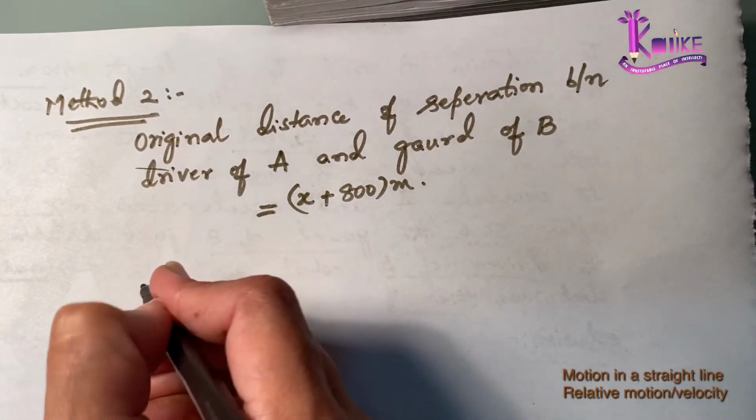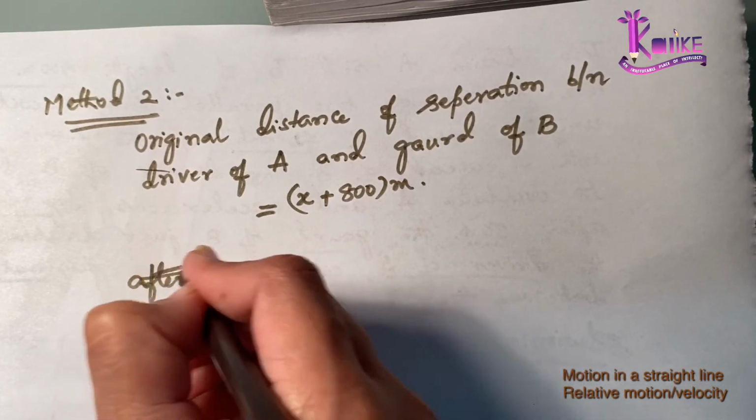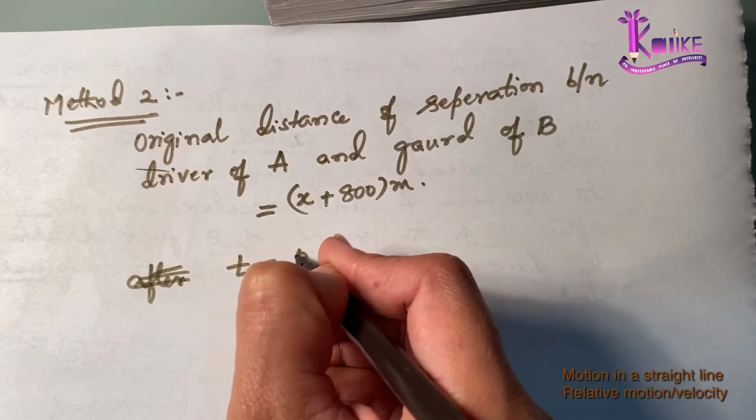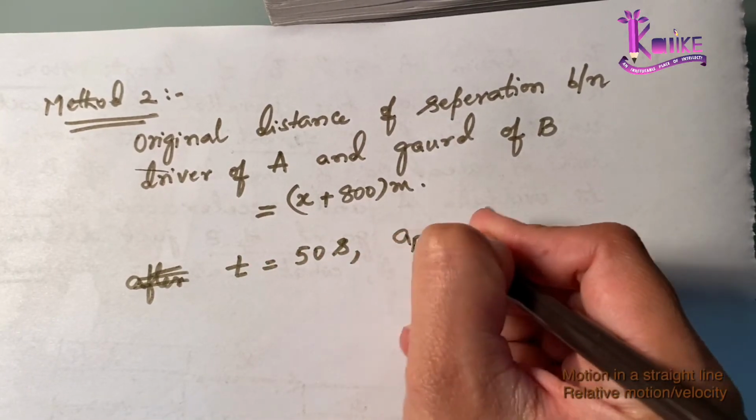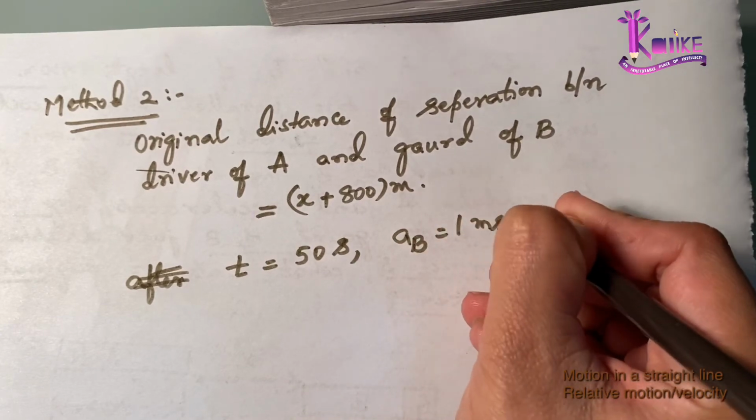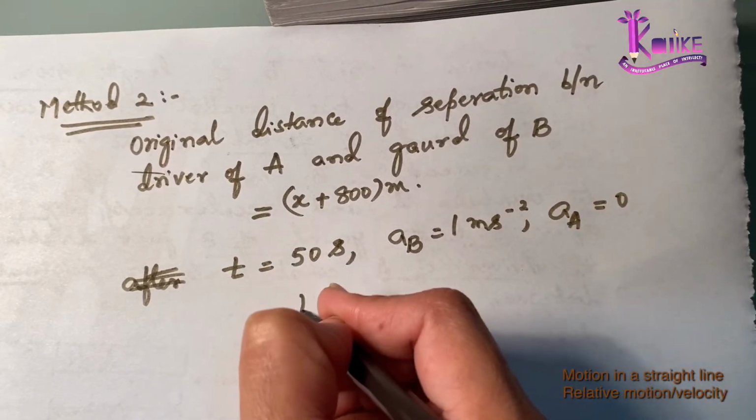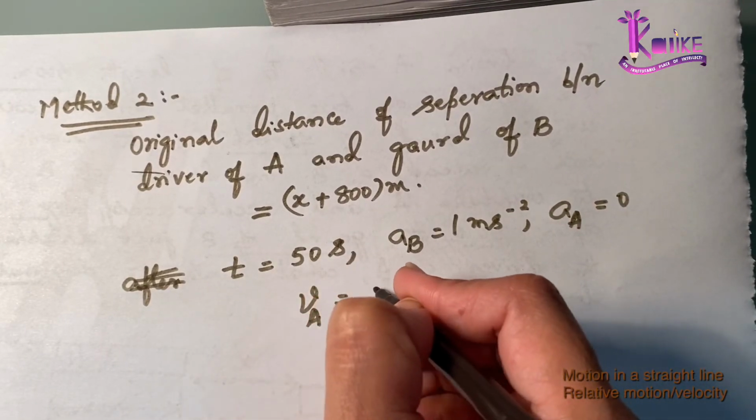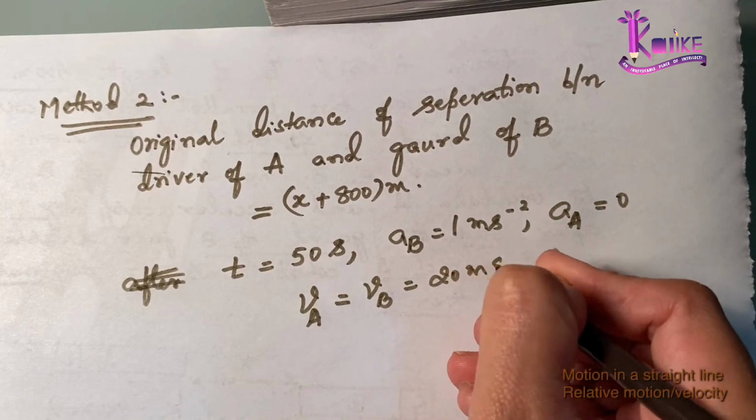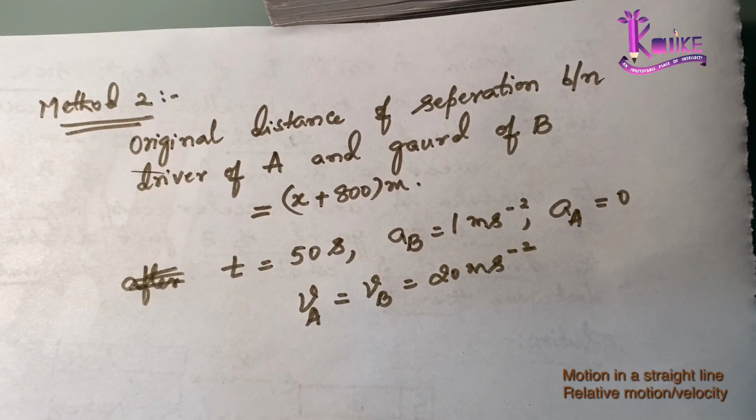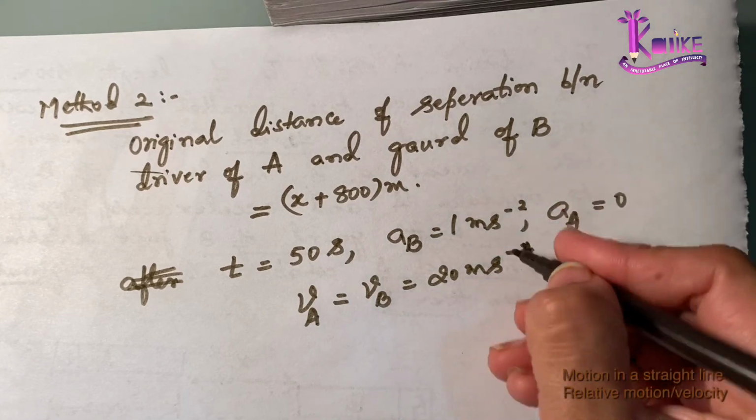So after 50 seconds, or at t equal to 50 seconds, acceleration for B is 1 meter per second square, right? Acceleration for A is 0. Velocity of A is equal to velocity of B is equal to 20 meter per second, right?